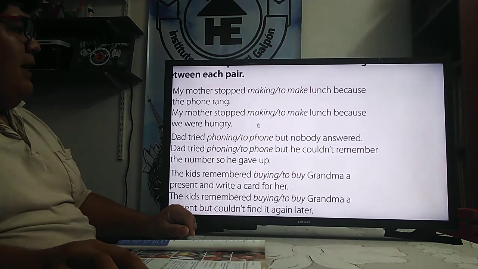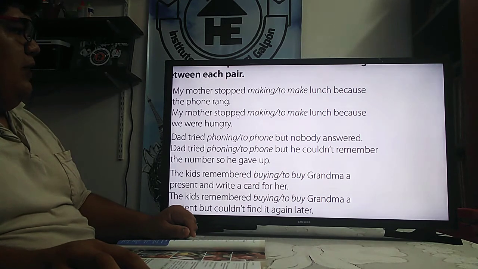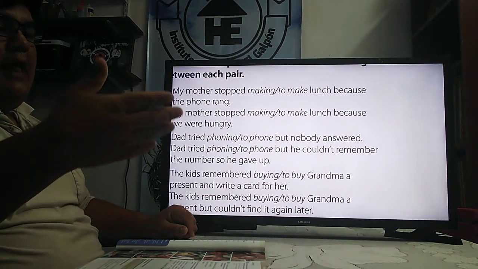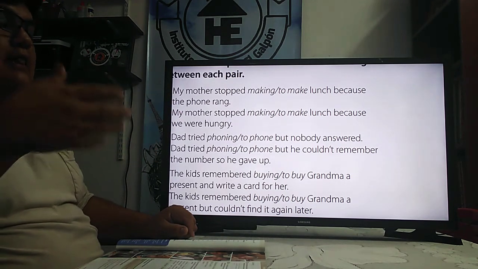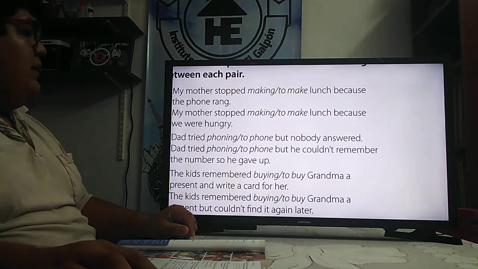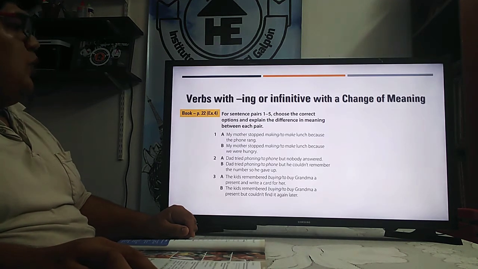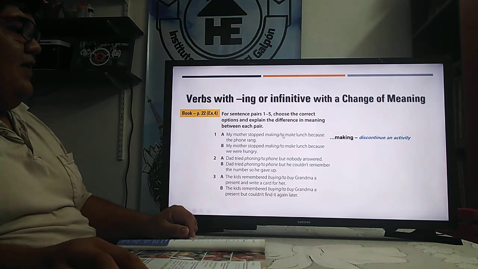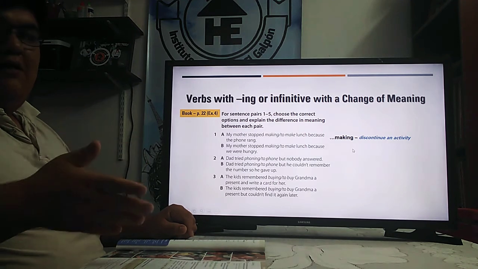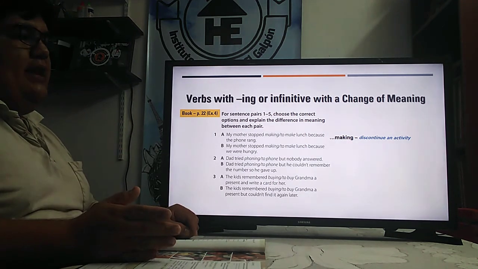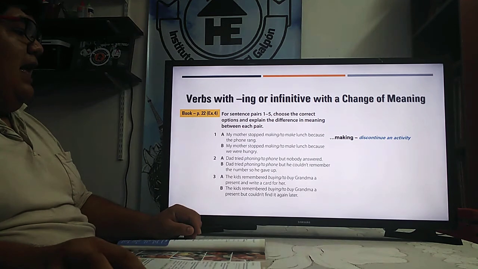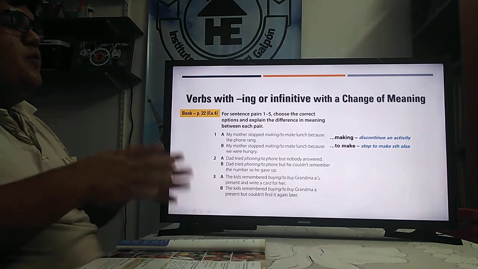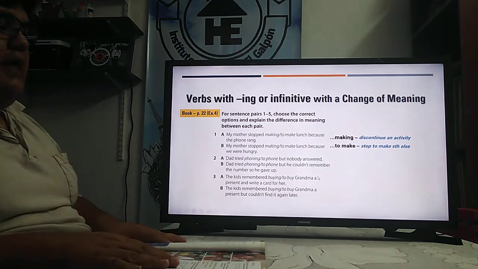Yes, well, my mother stopped making lunch because the phone rang. It means that there was an action in progress and the mother in this case had to stop to do another action. Let's see, in this case the correct option is making, okay? That is to discontinue an activity, to stop doing an activity to do something else. And my mother stopped to make lunch, stopped to make something else, okay?